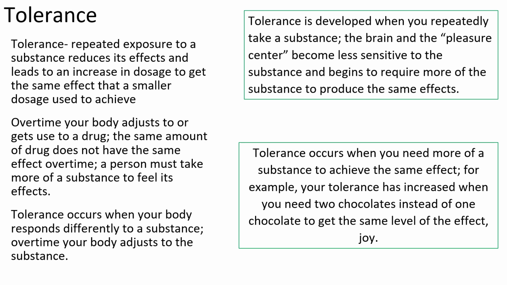Tolerance occurs when your body responds differently to a substance over time. Your body adjusts to the substance. Your brain becomes less sensitive to a substance and begins to require more of the substance to produce the same effects.